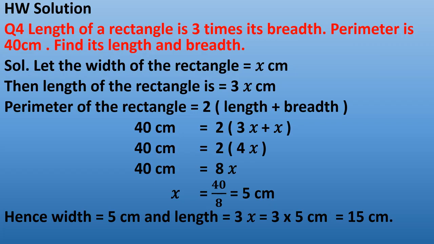What is x? x is the value of what? Width. Hence the width is 5 centimeter and the length is 3x, that is 3 multiplied by 5 centimeter, which is equal to 15 centimeter. Understood?